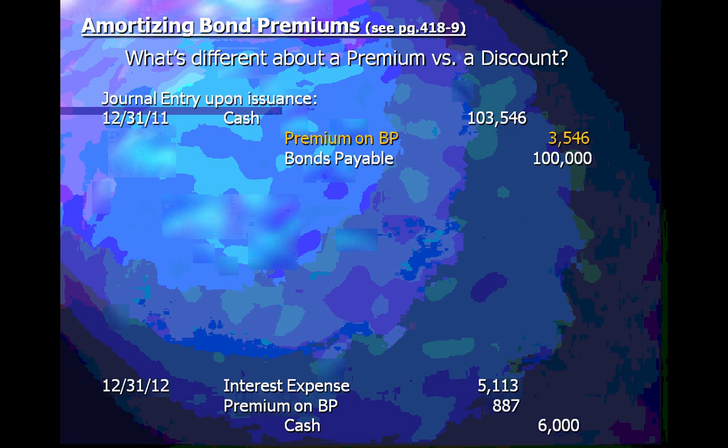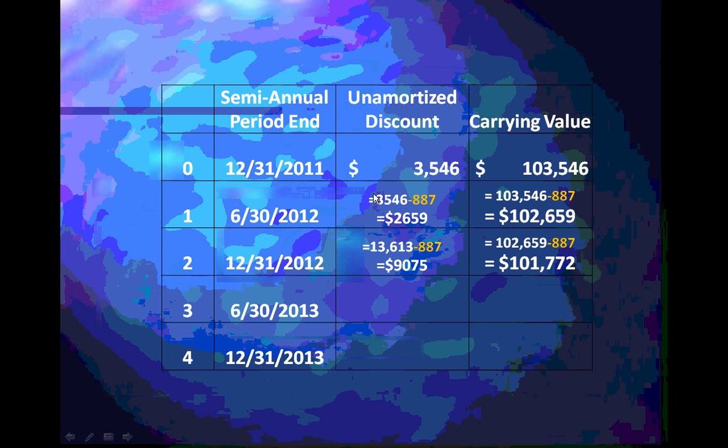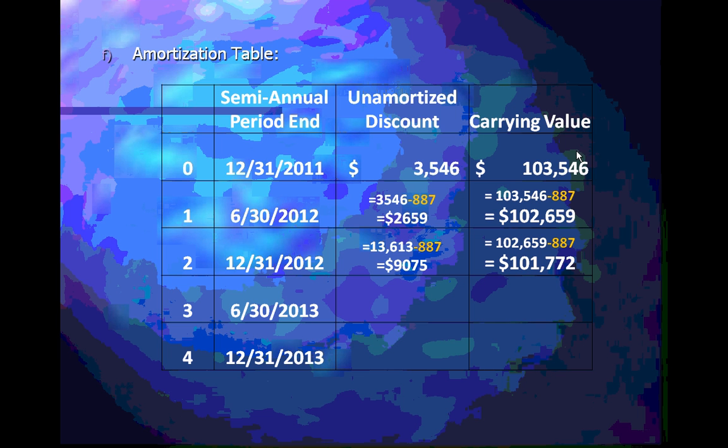The tables look very much the same on these. Each payment is the same here with a premium. Notice if this was a debit account here, premium on bond payable, then this one also is a debit. These are exactly the same all the way through the life of the bond. At the end of the bond, the only difference is this. You put your unamortized premium here, your carrying value is more than the par value, and this time it comes down by 887 every time.